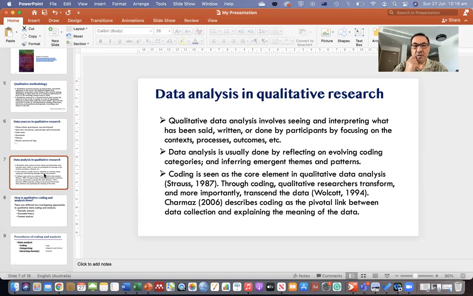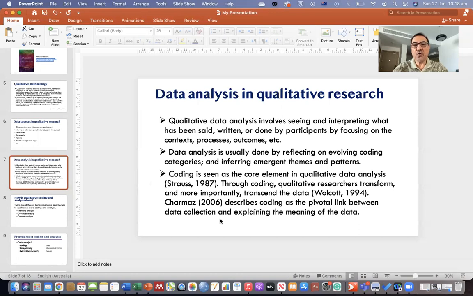And so the pieces here refer to what has been said by participants, what has been written or done by participants, by focusing on the context, processes, and outcomes. Data analysis is usually done by reflecting on evolving codes and coding categories and inferring emergent themes and patterns. In other words, there is a movement from concrete, which is data, what we see and what we observe and what we have at hand, towards more abstract levels of meaning, which could be categories and themes and patterns.